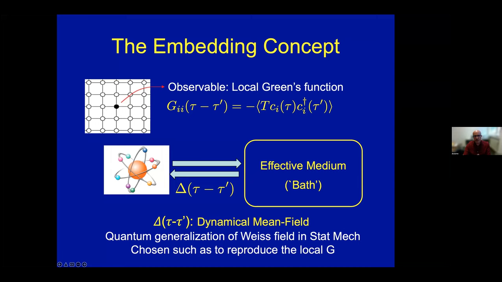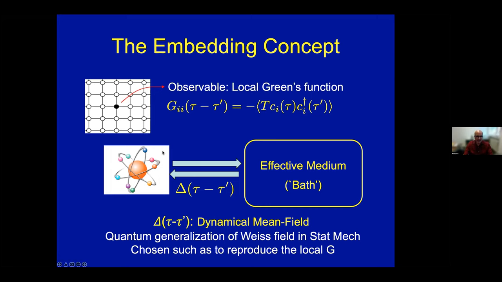If you put DMFT in a more general framework and compare it to other theories like classical mean field theory for statistical mechanics or density functional theories, all these theories focus on a key observable. Usual mean field theory focuses on the local magnetization. DFT focuses on the local charge density. Well, DMFT focuses first and foremost on the local Green's function or local spectral function.